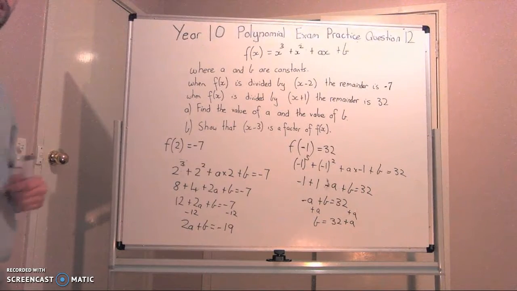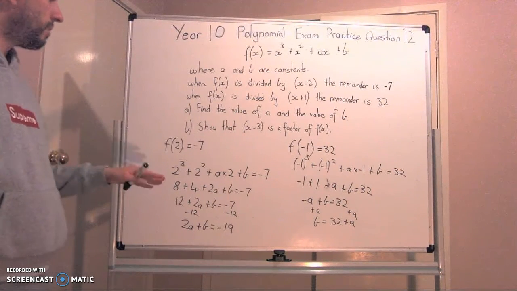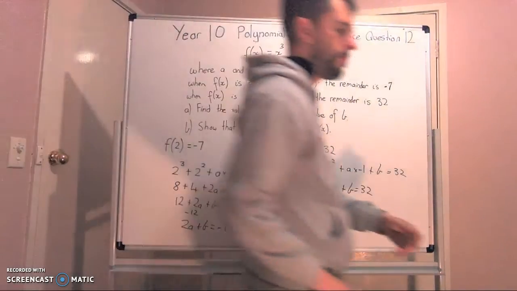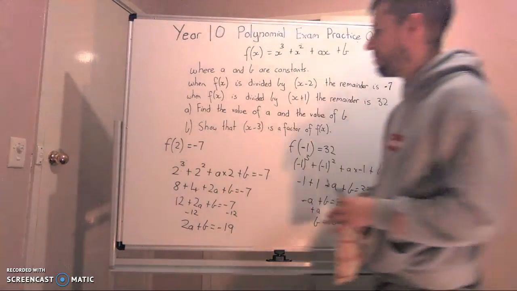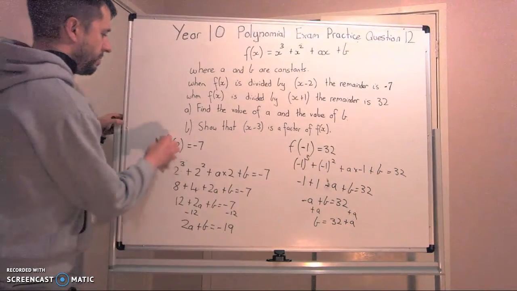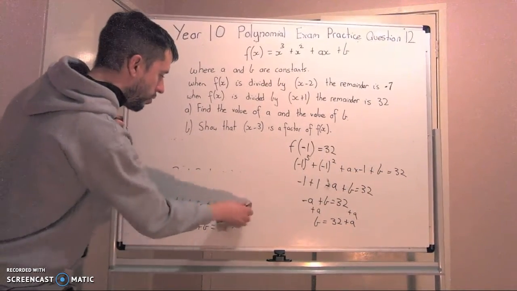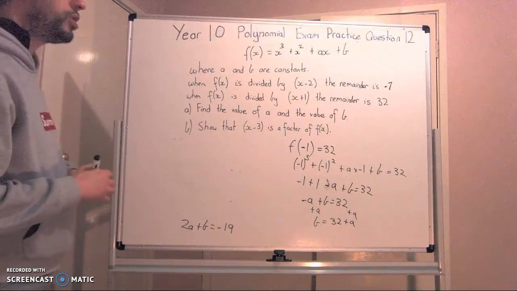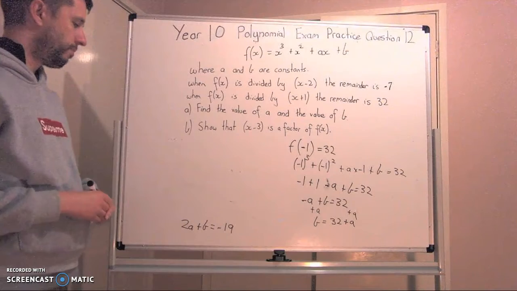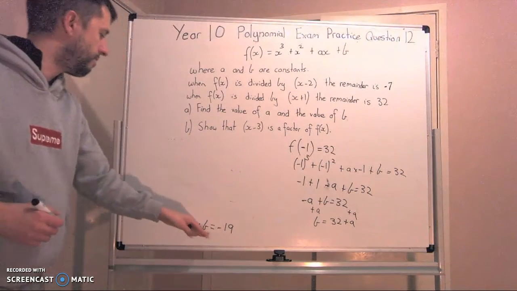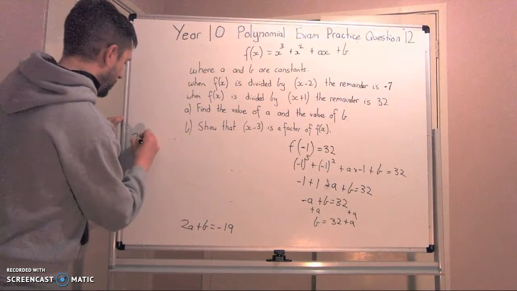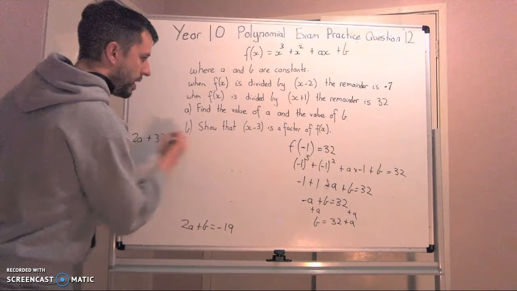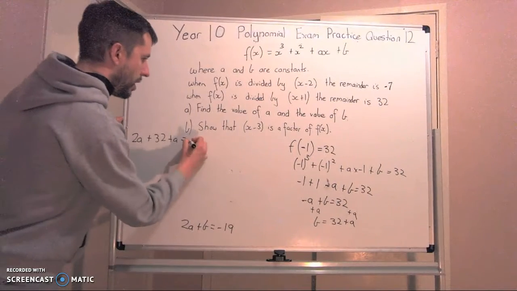Okay, so now I've got this far. The next step that I need to think about is using both of these equations to solve. So I'm just going to make some space, and that just means I'm going to keep these two equations that I've come up with, and I'm going to use my understanding of simultaneous equations. So I'm going to substitute this as value of b. So that means I have 2a plus my b, and b is 32 plus a, is equal to negative 19.